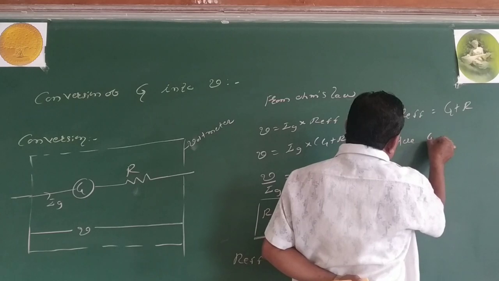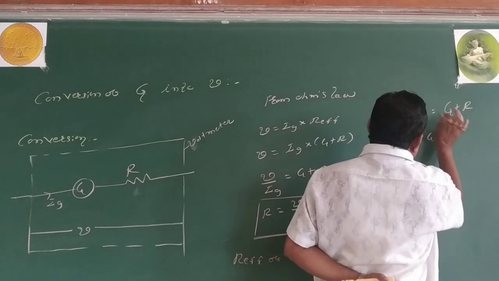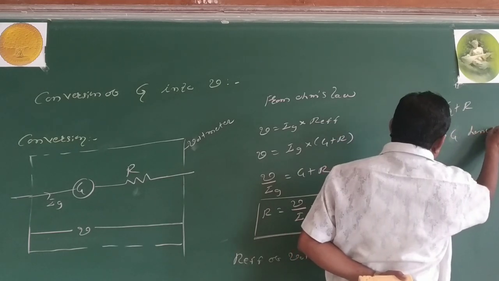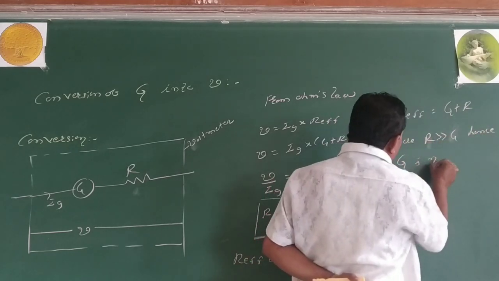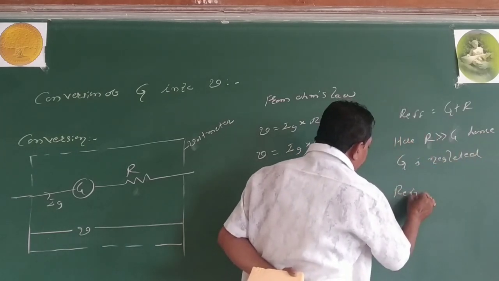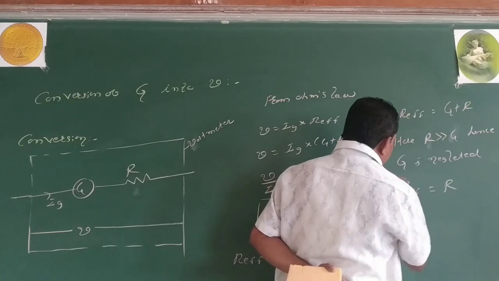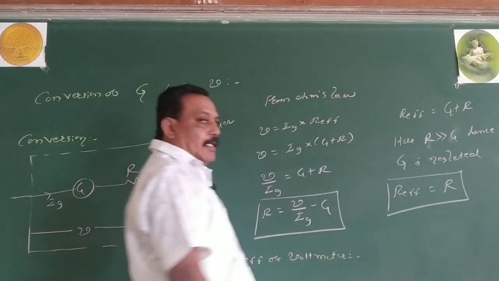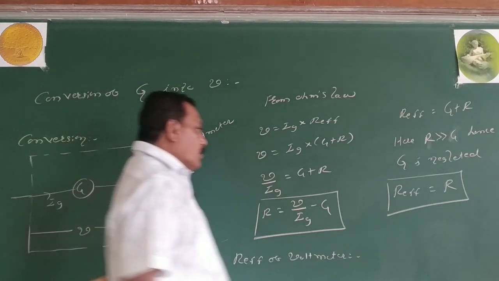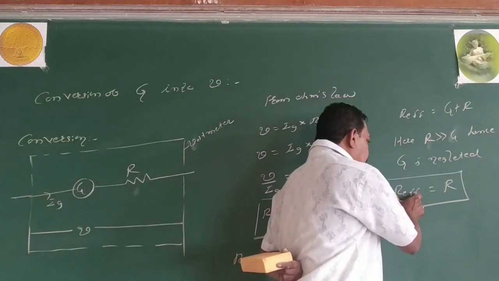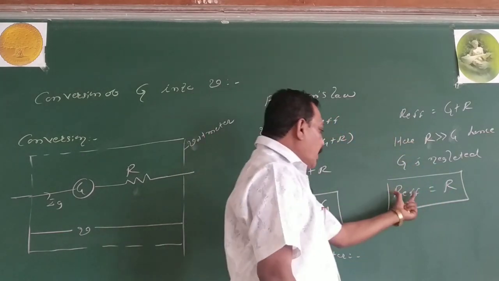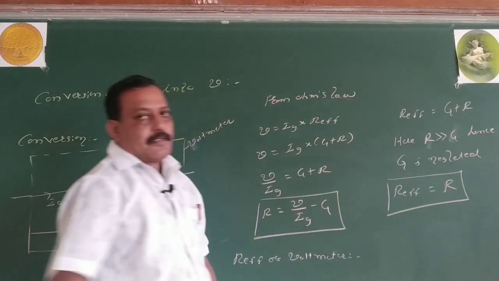Here R is far greater than G. Hence, G is neglected. And what is the remaining factor? R effective is equal to R. Is capital R a low resistance or high resistance? High resistance. Hence, the effective resistance of the voltmeter is what? Capital R, high. Hence, the voltmeter is a high resistance device.